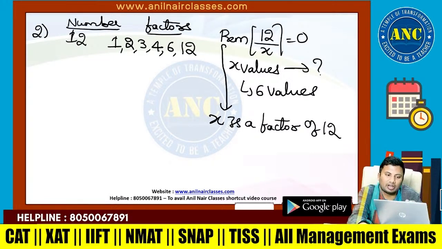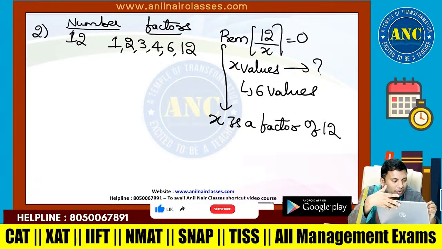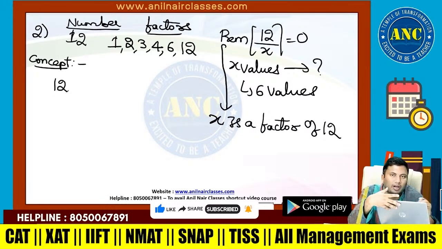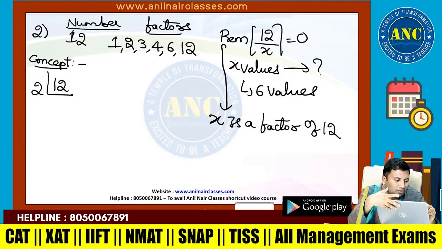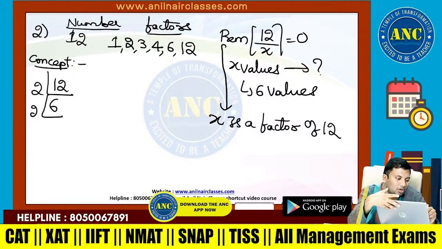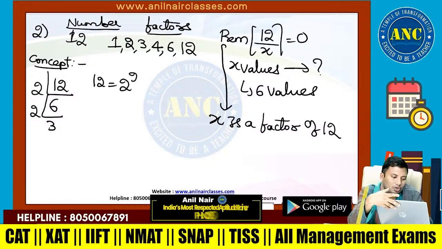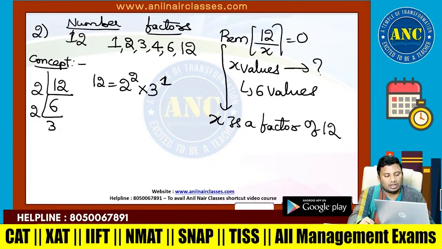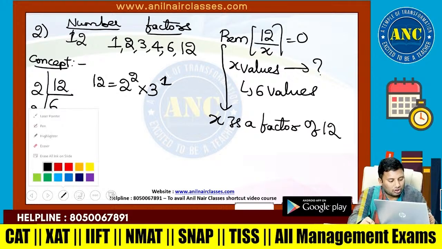Now, instead of finding out all the natural numbers less than or equivalent to 12, here is a key point, a concept, listen carefully. Take 12 and factorize it: 2 sixes are 12, 2 threes are 6. So 12 is nothing but 2 square into 3 power 1.